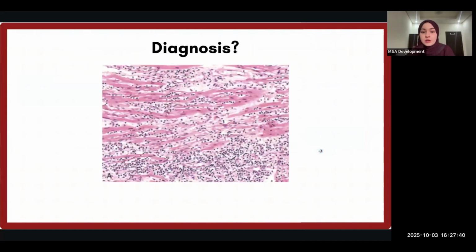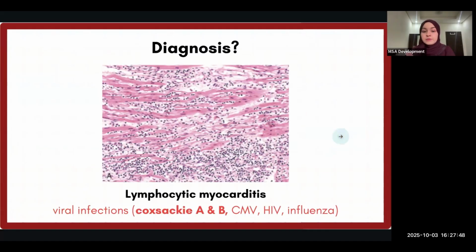Okay. Now, diagnosis. Here we're moving to myocarditis. Remember all the types of myocarditis? Okay. This is lymphocytic myocarditis, which is just basically caused by viral infections. Importantly, Coxsackie A and B, CMV, HIV, influenza. Please remember these.